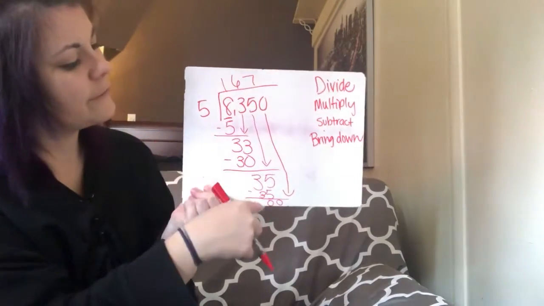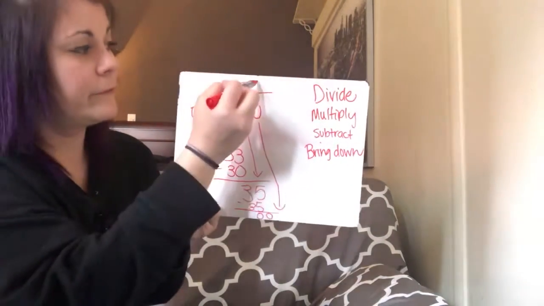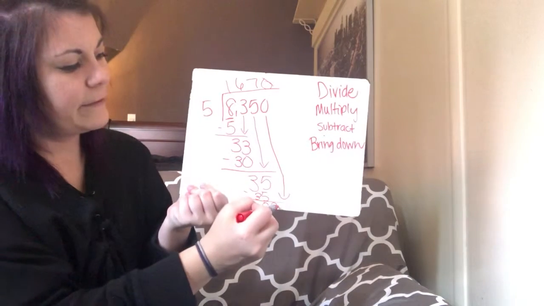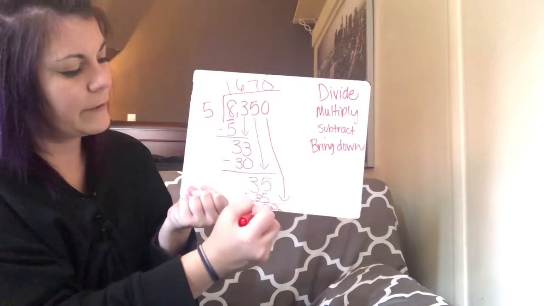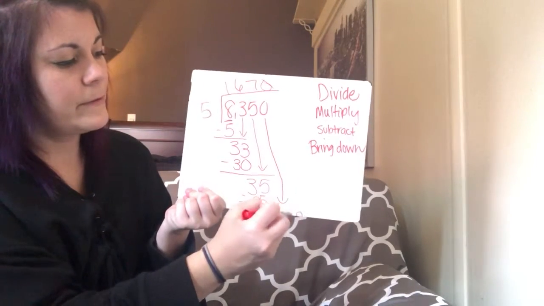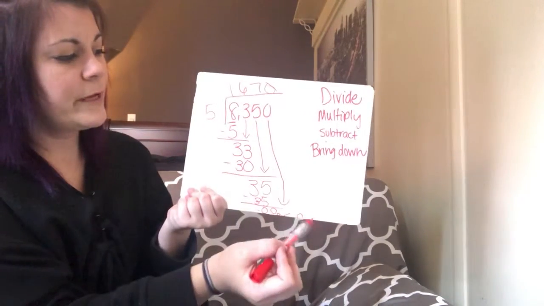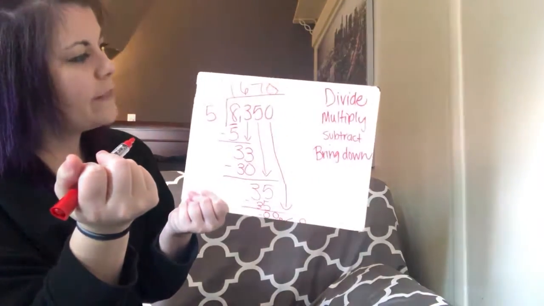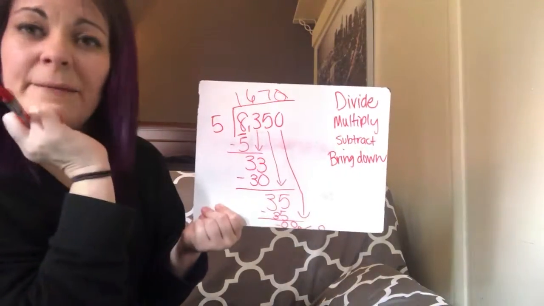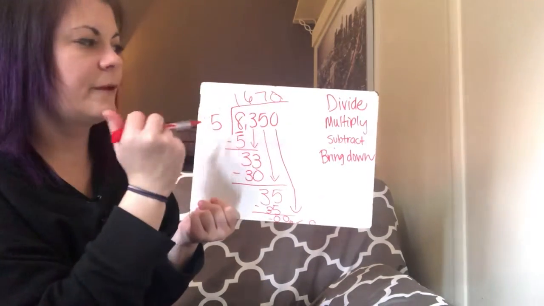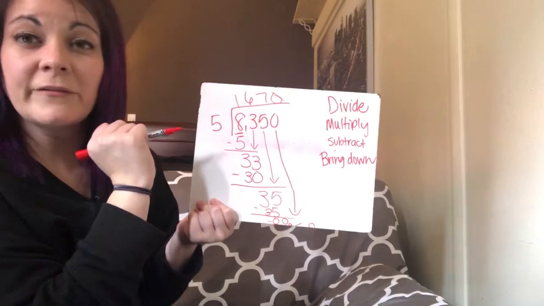Now you say 5 goes into 0. Well, 5 goes into 0 0 times. 0 times 5 is 0. And then subtract, 0 minus 0 is 0. Then there's no number to bring down, and my remainder is 0. So that's my answer: 1,670. 8,350 divided by 5 is 1,670. And that's how you divide.